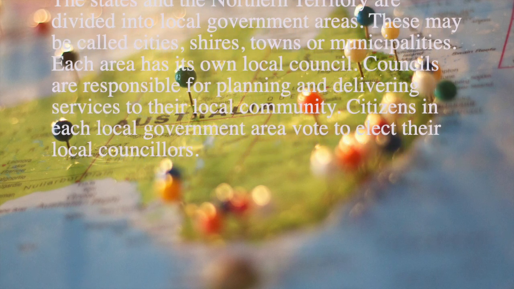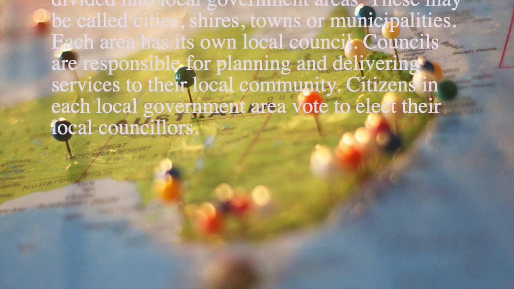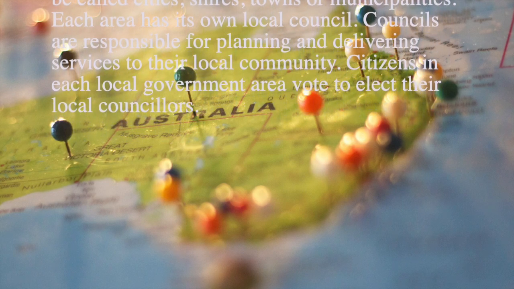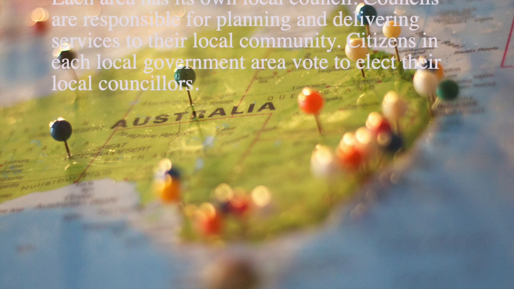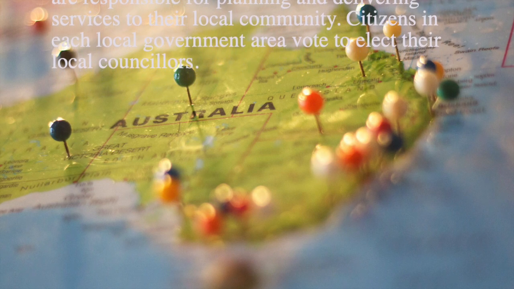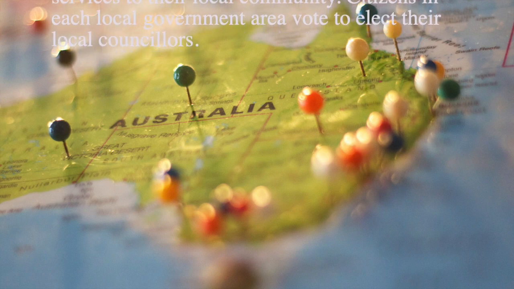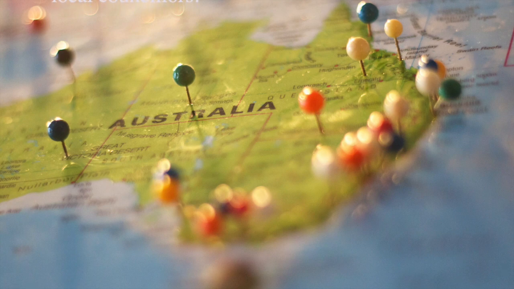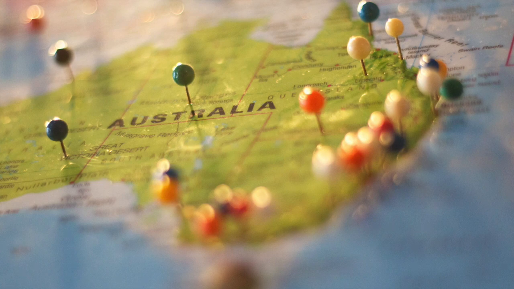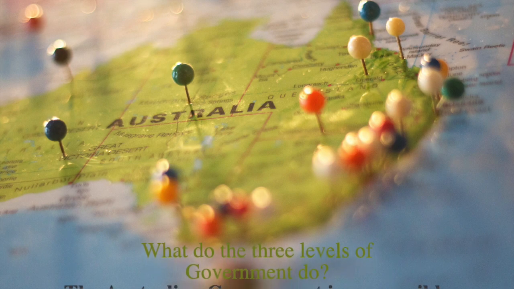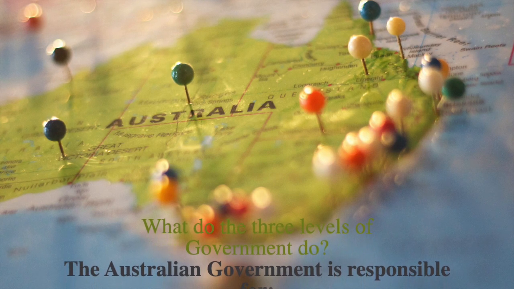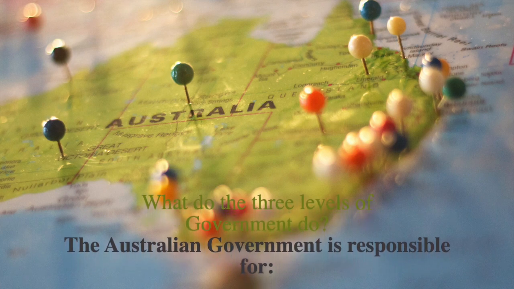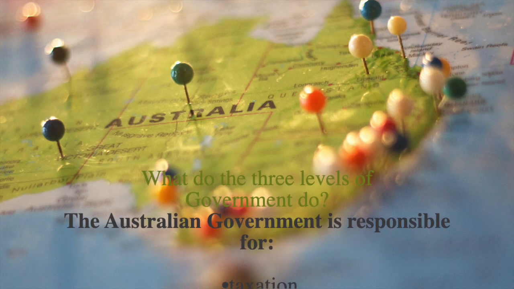Okay, so now we'll see what local government is. The states and the Northern Territory are divided into local government areas, called cities, shires, towns, or municipalities. Each area has its own local council. Councils are responsible for planning and delivering services to their local community. Citizens in each local government area vote to elect their local council. So hope you guys still remember that. That could also be questionable.